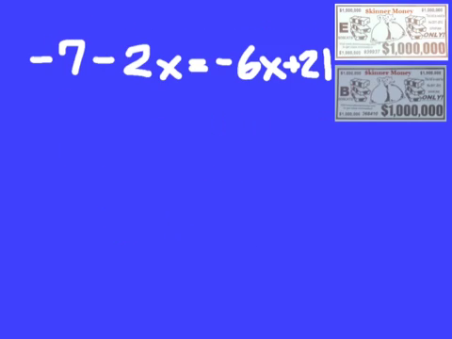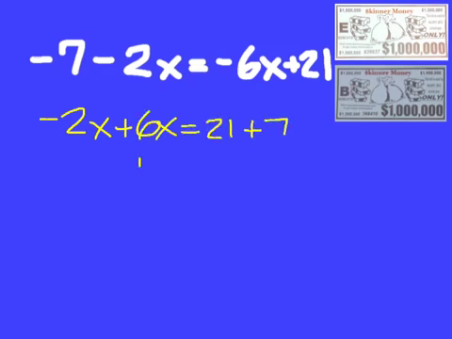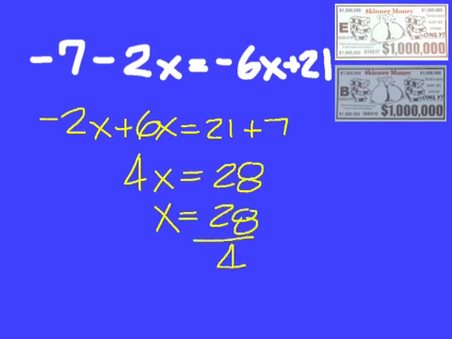Practice problem number 2. Bring this up and drop it off. This should be negative 2x plus 6x equals 21 plus 7. That's 4x equals 28. Divide by 4 to get an answer of 7.